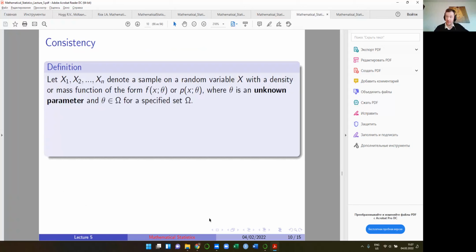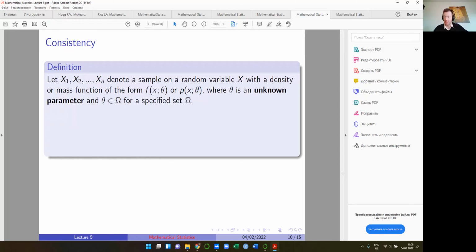So the next property of a point estimator is called consistency. So this is something different. People sometimes confuse unbiasedness and consistency, but this is different. Let's see how they are different.